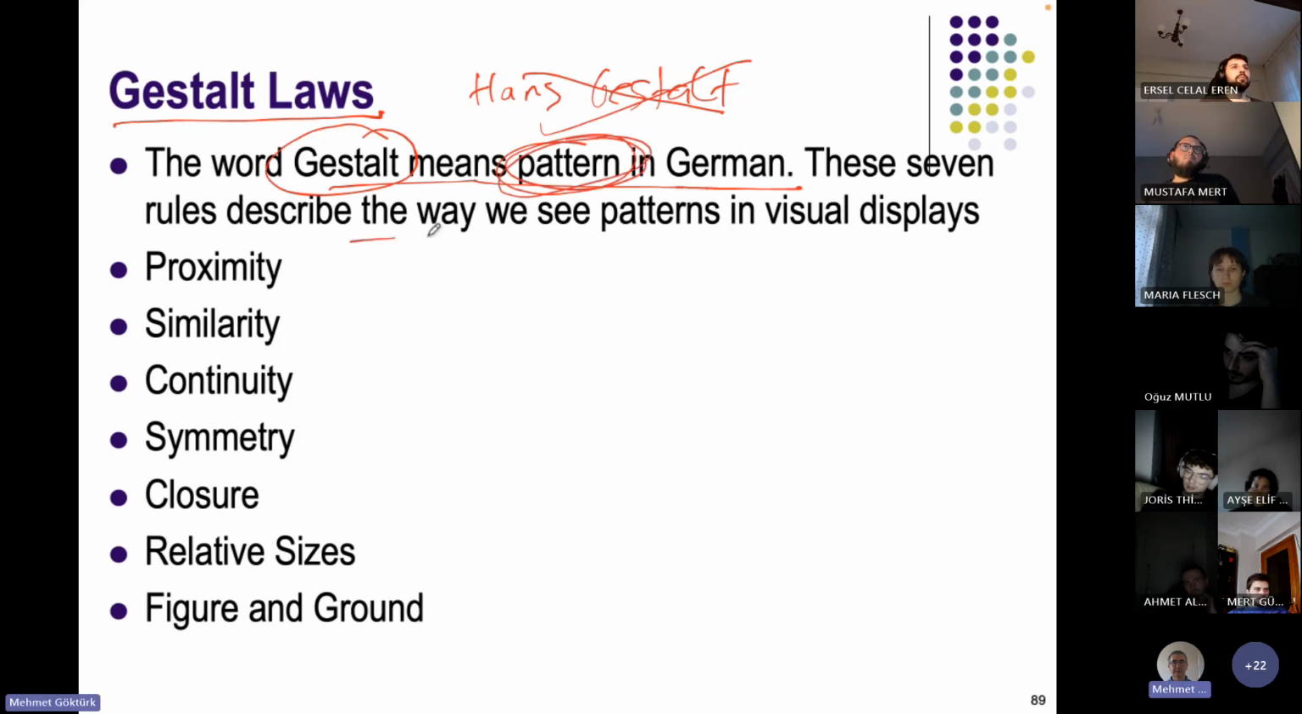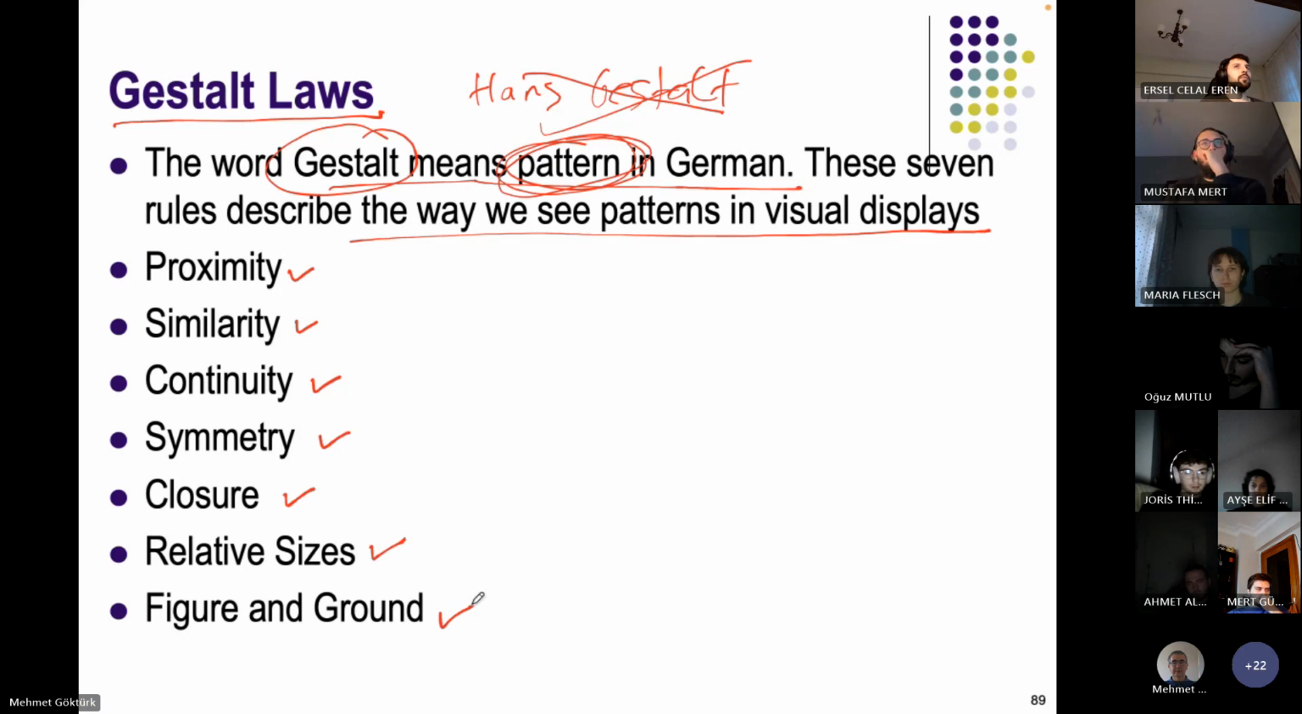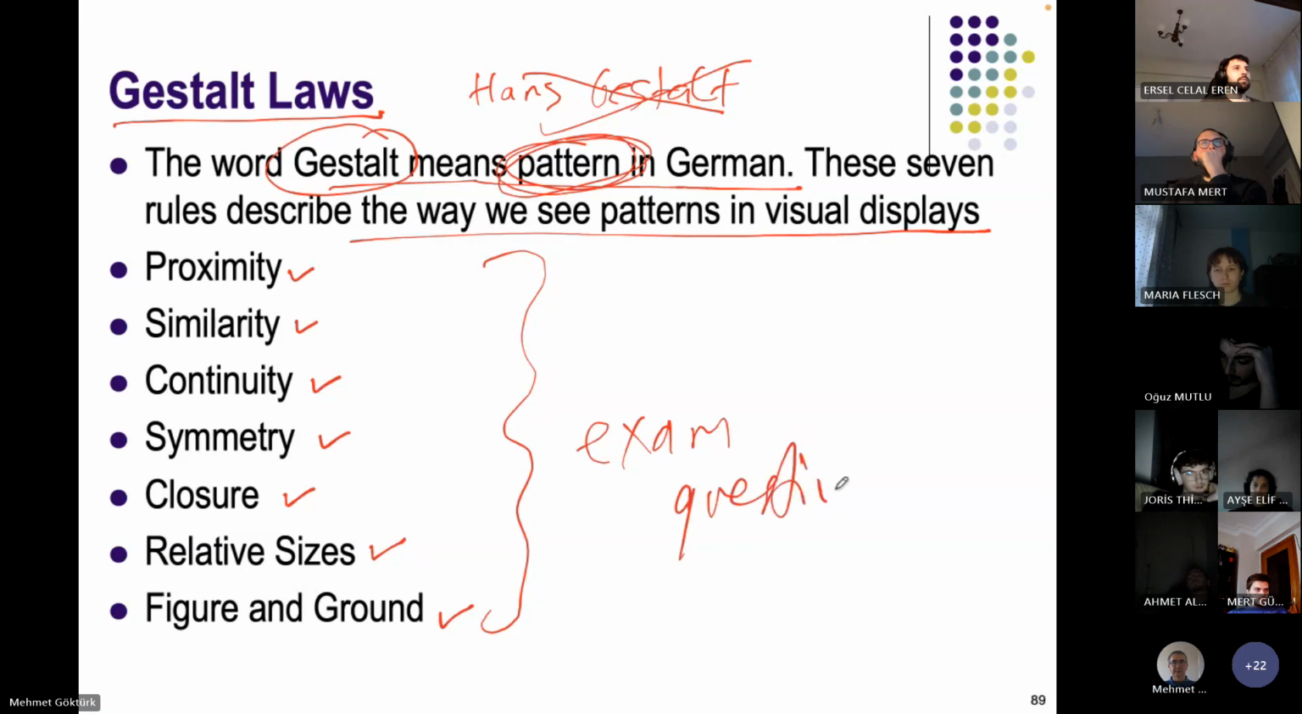There are 7 rules that describe the way we see patterns in visual displays: proximity, similarity, continuity, symmetry, closure, relative size, figure and ground. Okay, I'm going to go over them. And typically, these can be asked during the exam. What are the Gestalt laws, and explain what continuity means with an example or something like that.